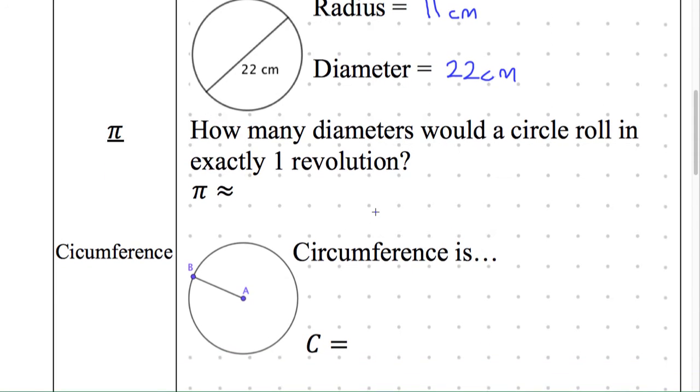But coming back here, how many diameters would a circle roll in exactly one revolution? The answer is pi. Here's all you need to know about pi. It's 3.14. I know there are an infinite number of digits. It doesn't end. It is a transcendental number.